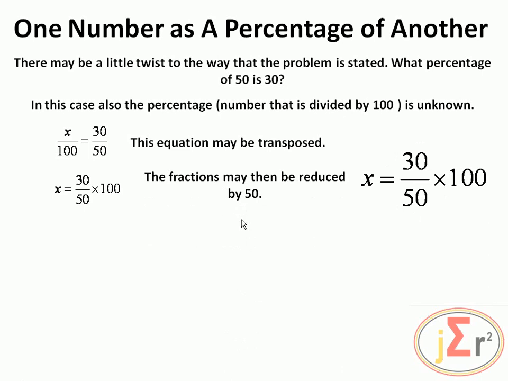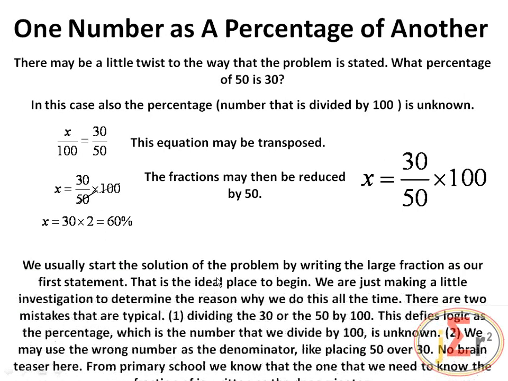The fractions may then be reduced by 50. Of course, 50 into 100 is 2. So we're going to multiply 2 by 30, and we get 60. And 60 is a percentage, so it must be written with the percent sign, because x is the number that has 100 as the denominator, so we are sure that x represents a percentage.